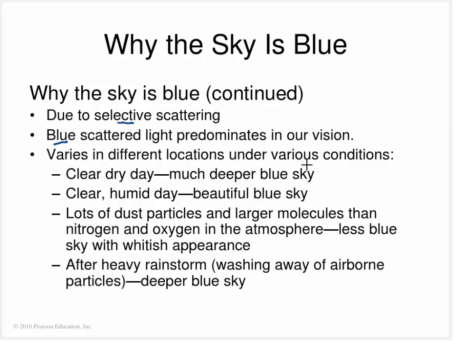If we had a clear, dry day, not a lot of pollution, then we're not going to have a lot of scattering of the longer wavelengths. We're going to see a deep blue sky. Even if it's humid, it's going to be a beautiful blue sky, maybe not as deep. But once we start to put some stuff in there, like dust or smoke or something like that, then it's going to be less blue and it's going to be more whitish. And it does turn out that rainstorms tend to wash away some of the stuff in the air, and we get our deep blue sky back.